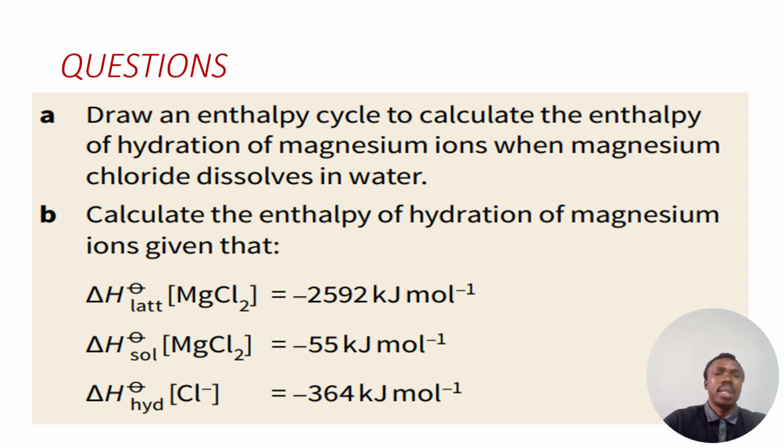Then the B part is to calculate the enthalpy of hydration of magnesium ions, given that the lattice energy is minus 2592, the enthalpy change of solution is minus 55 kilojoule per mole, and the enthalpy change of hydration of the chloride ion is minus 364. So it's as simple as ABC.